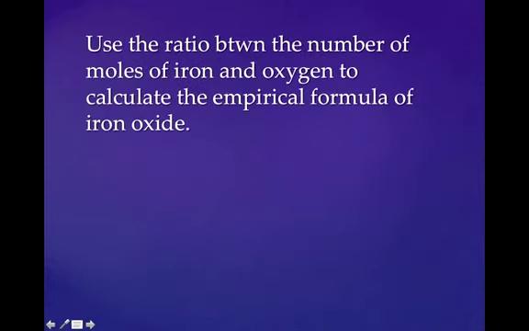So going on to the fourth question, use the ratio between the number of moles of iron and oxygen to calculate the empirical formula. Well, we know that iron was 1.53 moles, and we knew that oxygen was 2.045 moles. It was 1.534 moles to keep our sig figs going here.